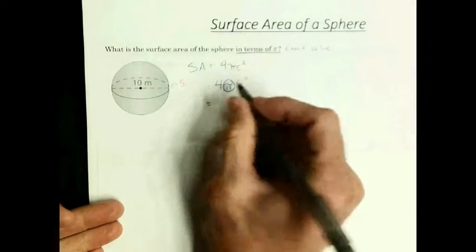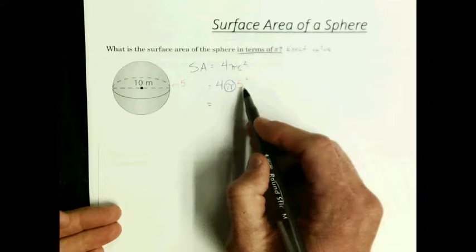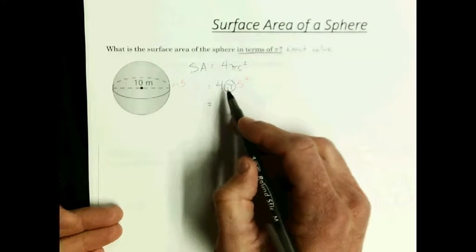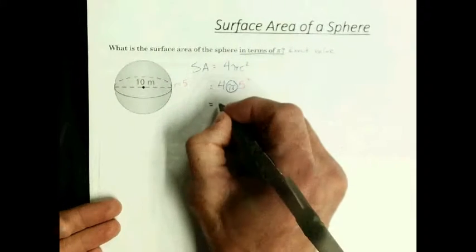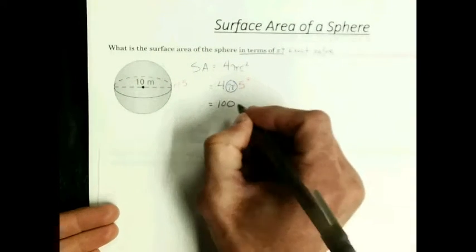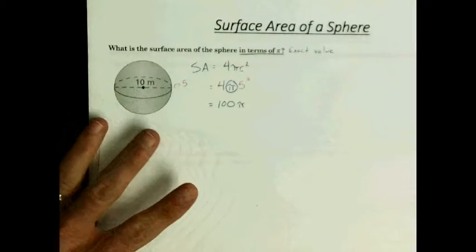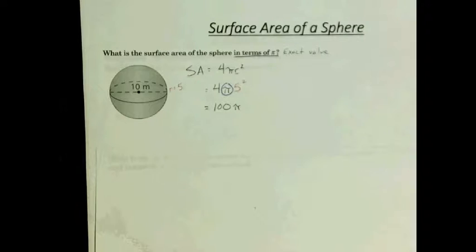Now, quick trick, if you don't know, 5 squared is 25, right? 25 times 4 is like 4 quarters equaling $1. That's a hundy. Okay, so we have 100 there, and then our pi. So that's how that works without a calculator. All we need to do now is worry about our units.